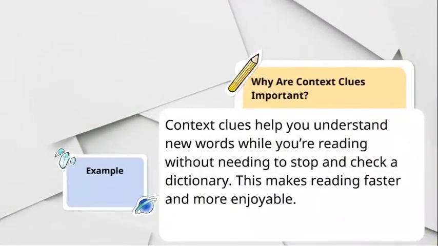Now, why are context clues important? They are important because they help you understand new words while you are reading without needing to stop and check a dictionary. This makes reading faster and more enjoyable. They are also helpful to you in an exam where you are not allowed to use a dictionary to check the meaning. So every time you cannot look for the meaning of a new word in the dictionary, you can make use of context clues to understand the new word.